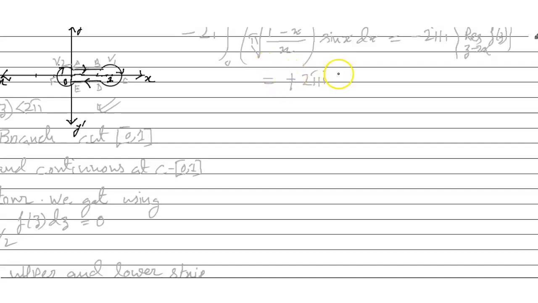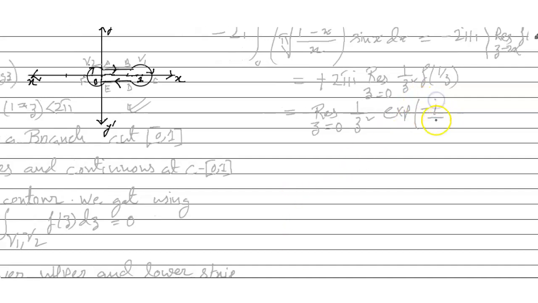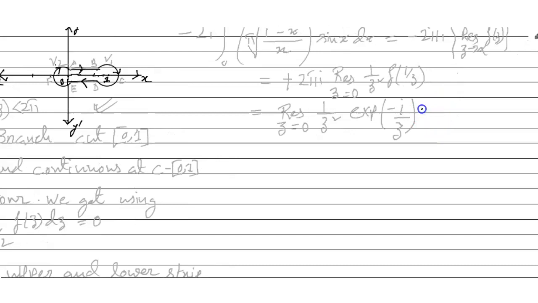and it can be minus minus plus residue at z equals 0 of 1 by z square f(1 by z), equals residue at z equals 0 of 1 by z square exponential of minus i by z and pi root over (z minus 1) whole to the power z.